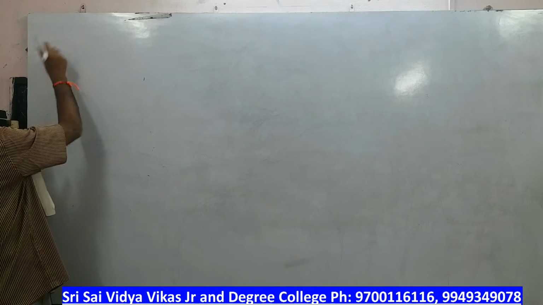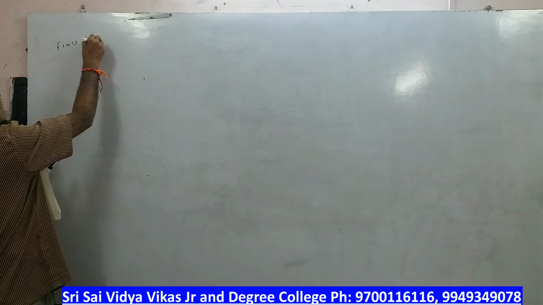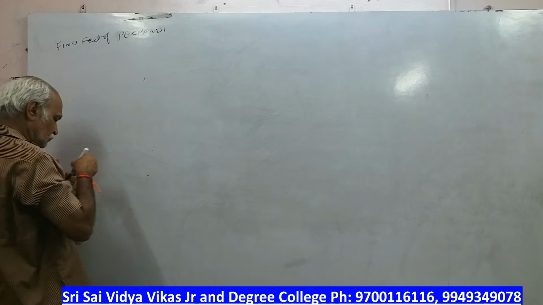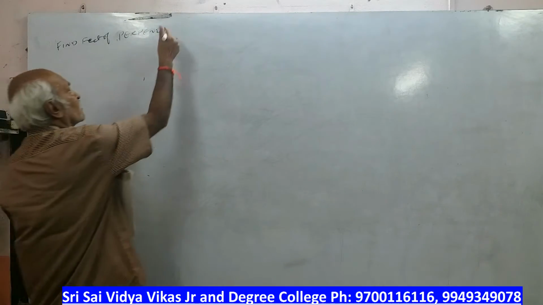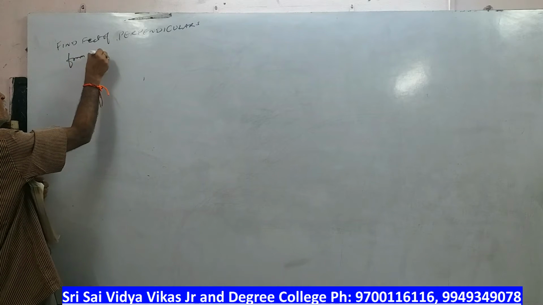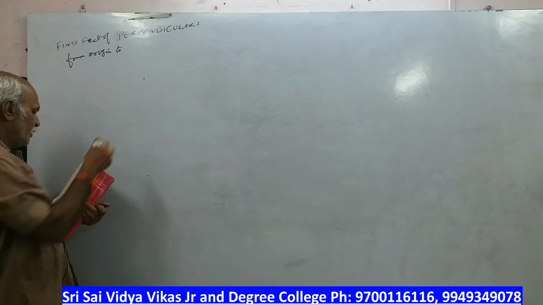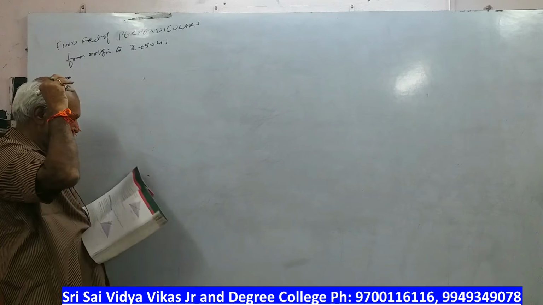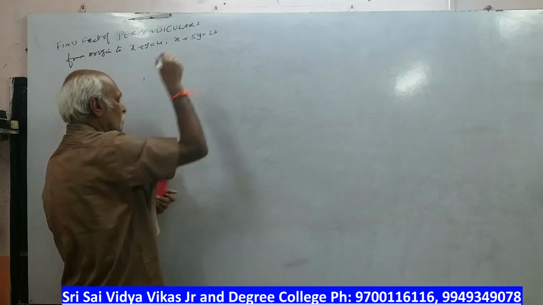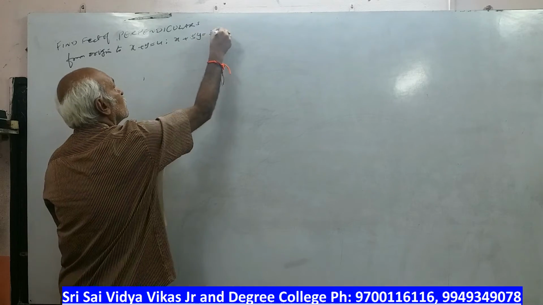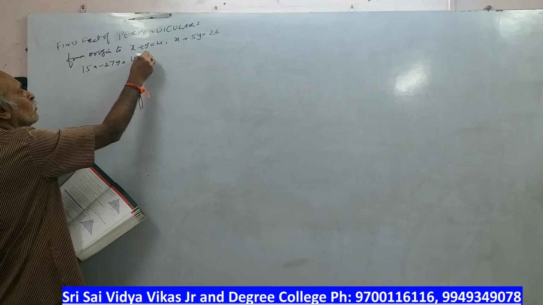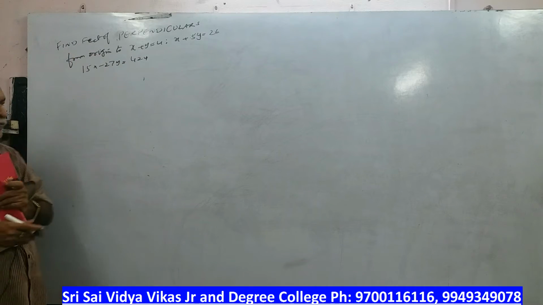Next, find the feet of the perpendiculars from the origin to x plus y is equal to 4, x plus 5y is equal to 26, and 15x minus 27y is equal to 424. Now what is the meaning of this? Three parts are there. Okay, solution.